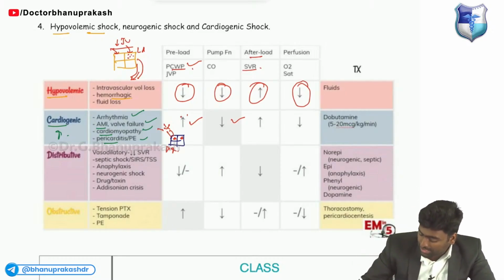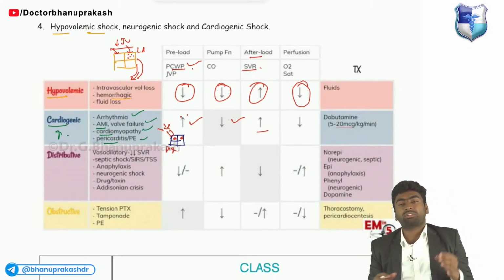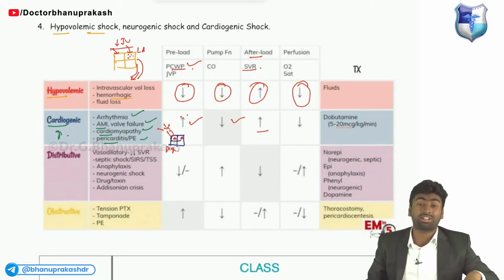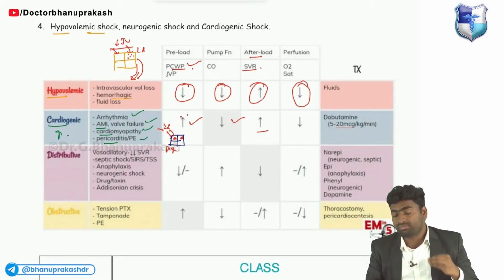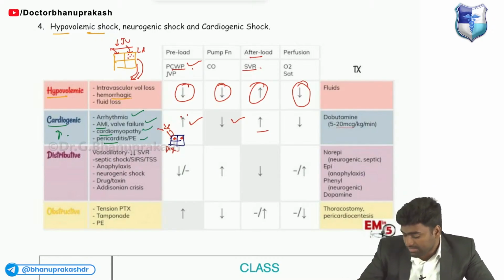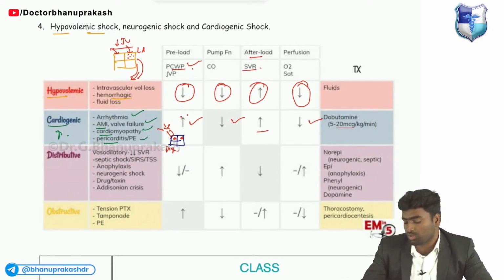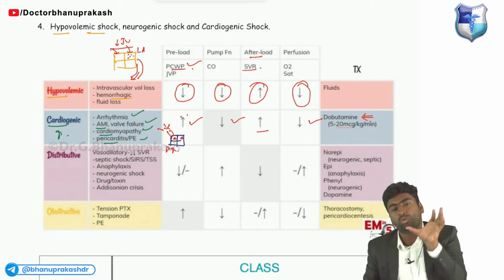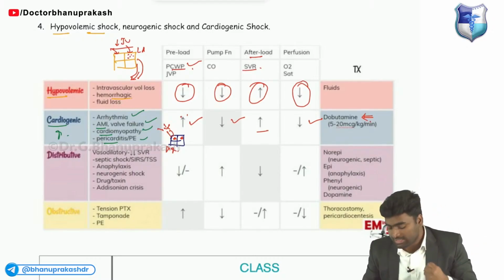Okay, at the same time, whatever little blood is pumped will be preserved for the vital organs. So the peripheral vascular resistance will be high, and the blood to the skin will be very low. Fine, and because of this it will have decreased perfusion. So हम क्या करेंगे? हम will give dobutamine, which is an inotrope which causes more contraction of the heart. So this is dobutamine.